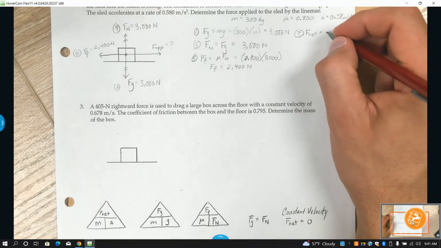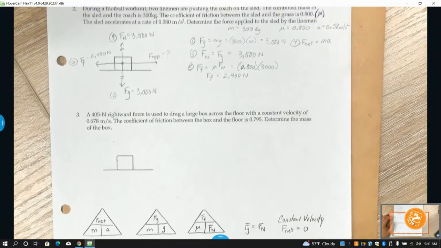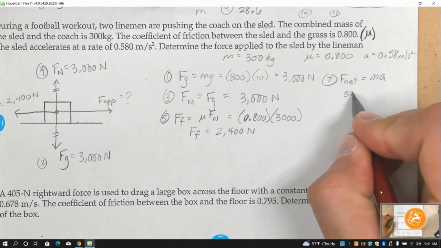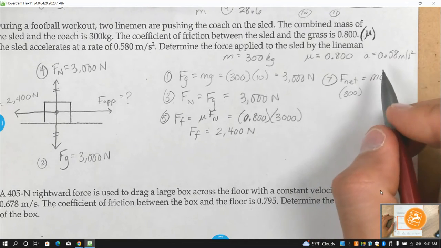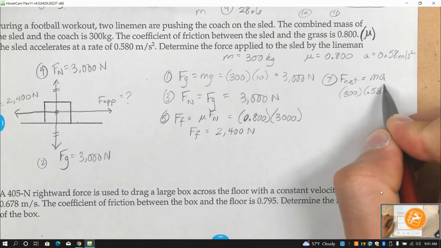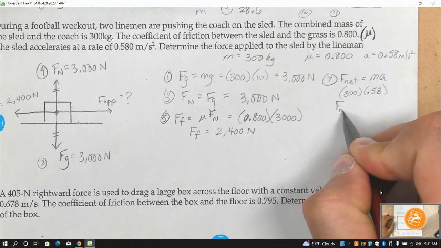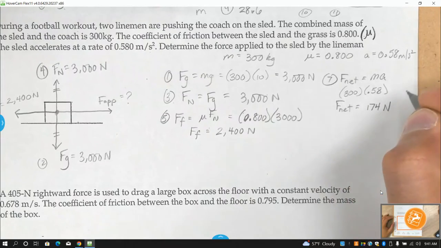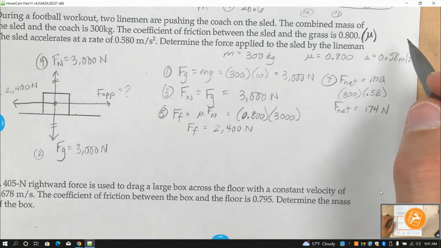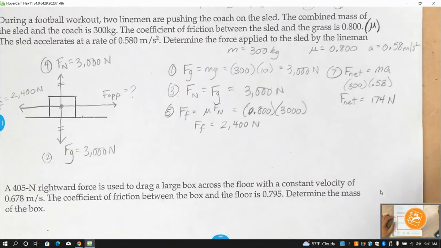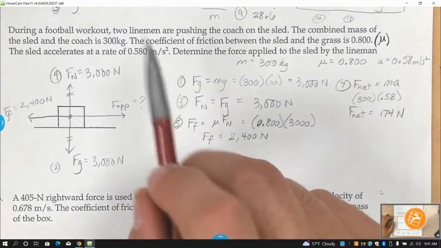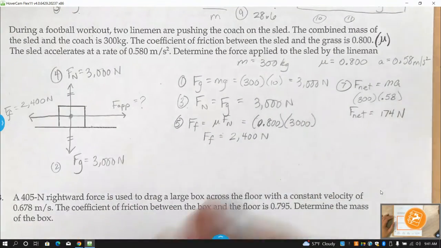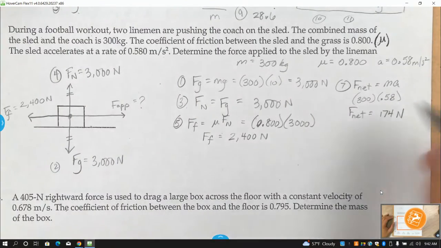The triangle says we're going to take mass times acceleration. Let me zoom in now. Mass of 300 times the acceleration of 0.58 gives us a net force of 174 newtons. Now, it doesn't quite say direction-wise here, but we're assuming that the applied force is greater than friction, and that they're accelerating to the right because that's how we're drawing our applied forces.